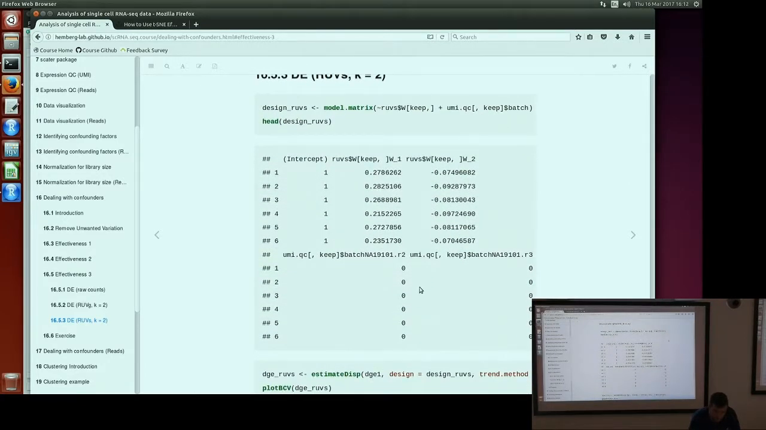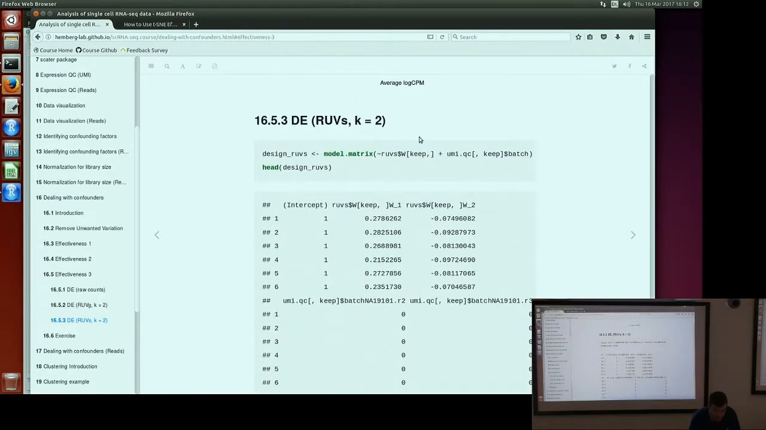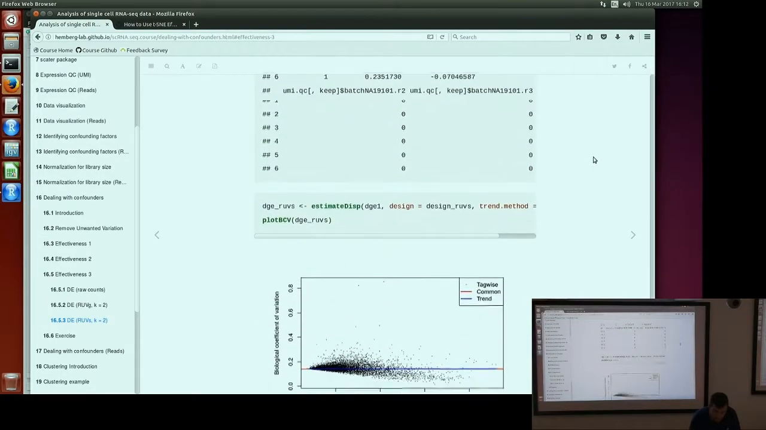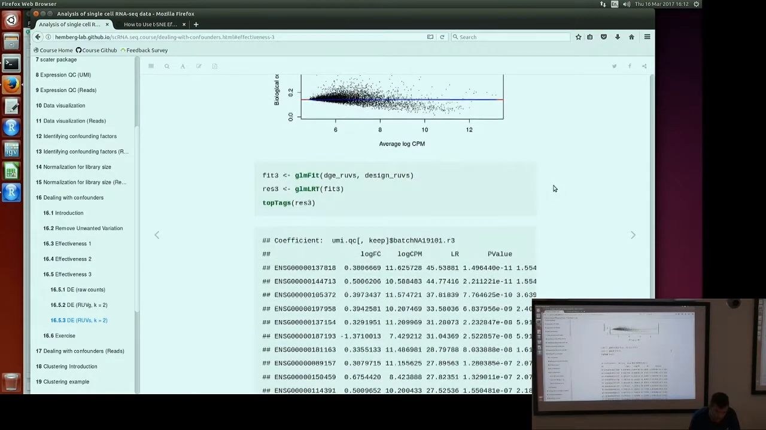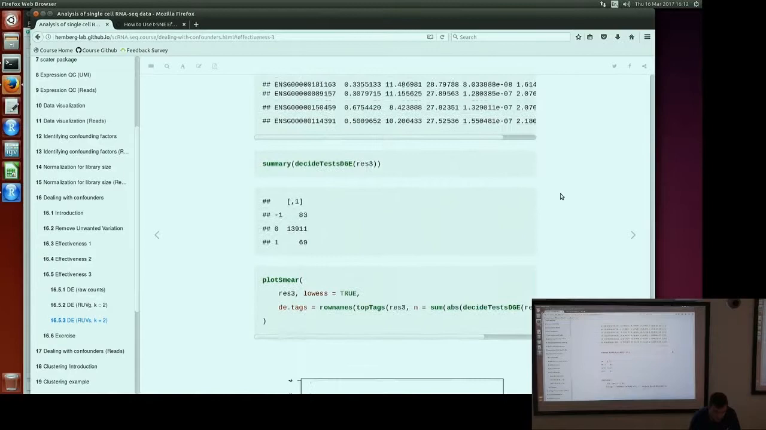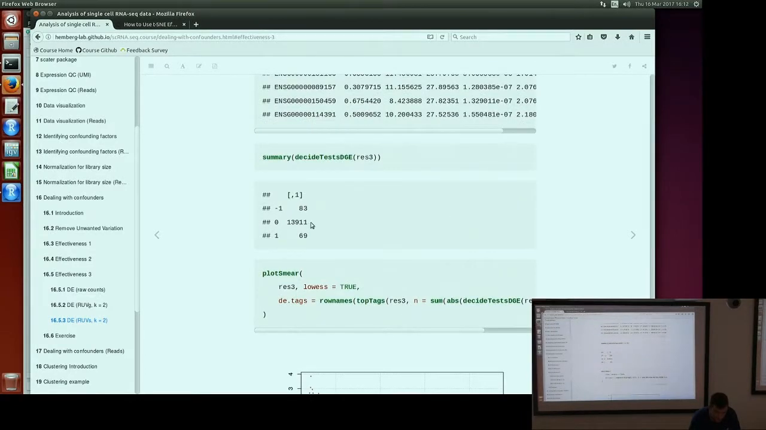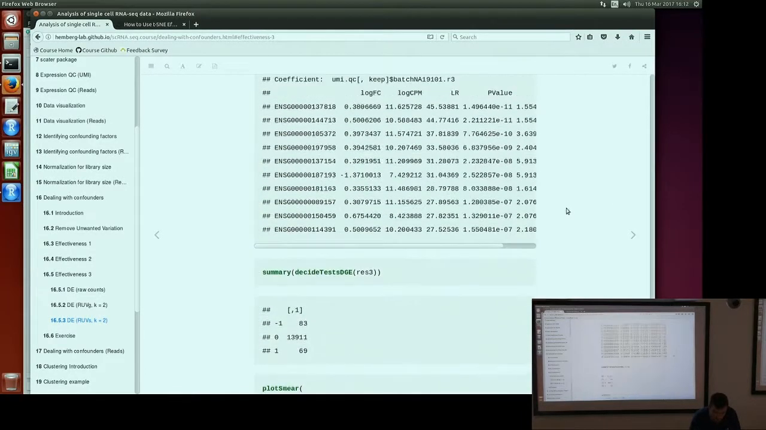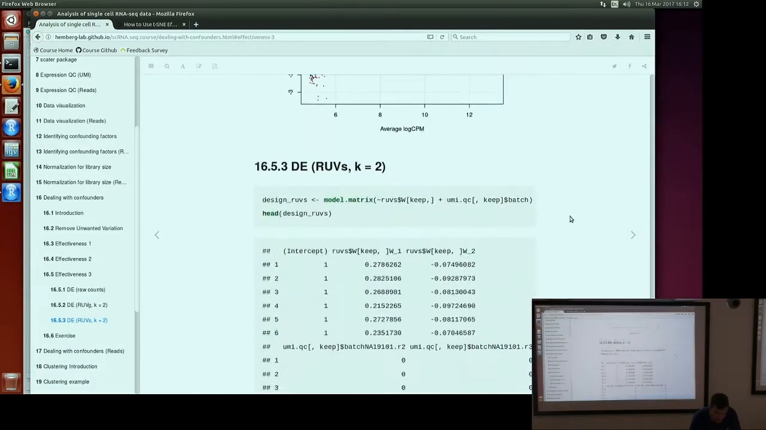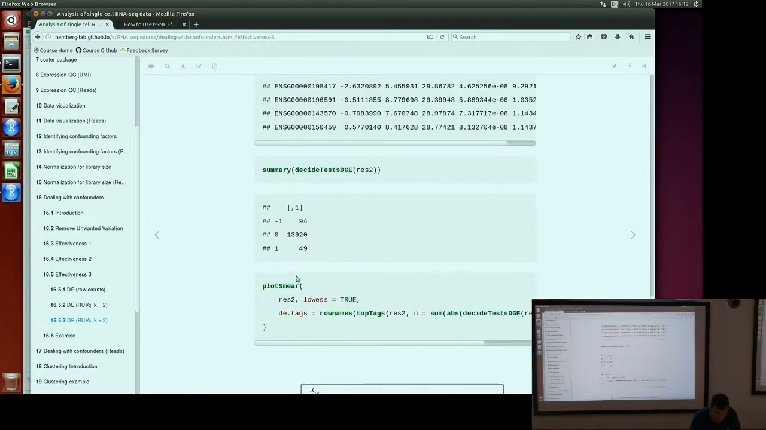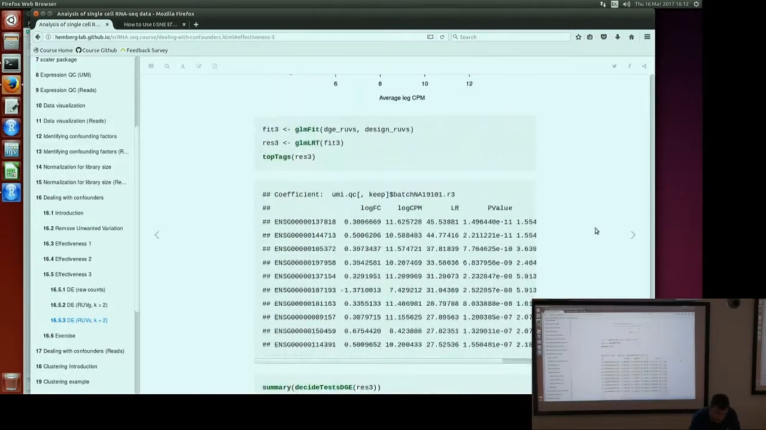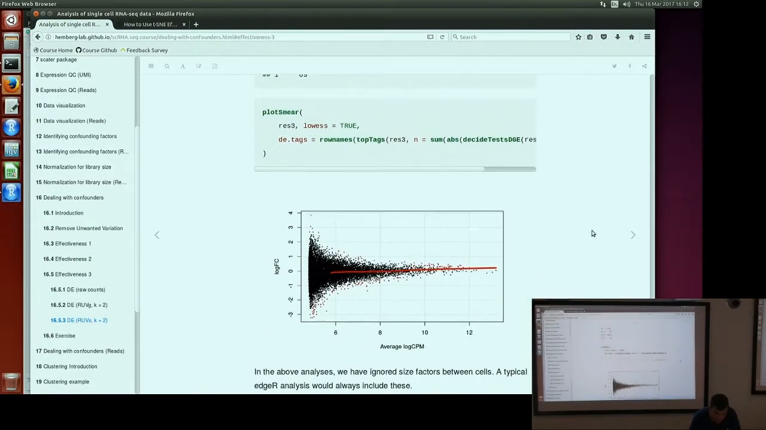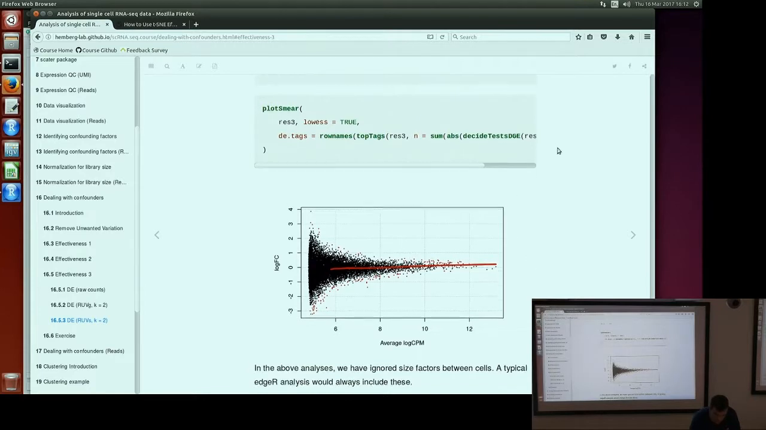If we now try the same thing, but with RUVS, k equals 2, then we can do the dispersion and so on. Same approach again, and when we look at the numbers, now we've got 83 here and 69 here, so similar-ish numbers, I think, to the 94 and 49 here, although slightly more up, slightly fewer down. There, again, this looks more or less the same.